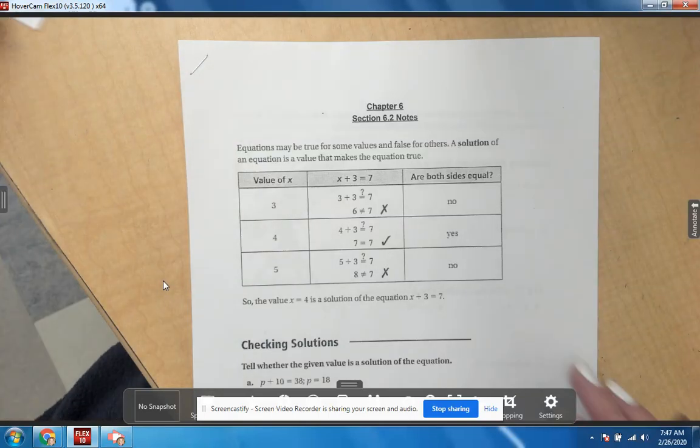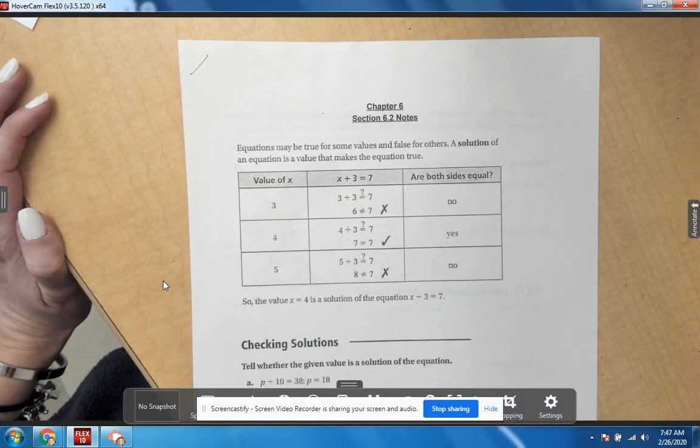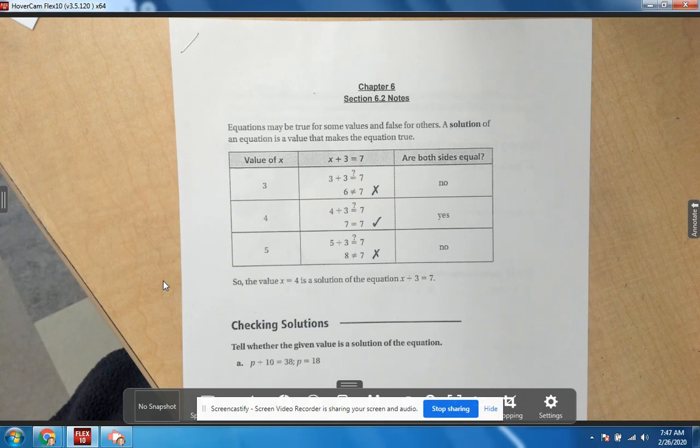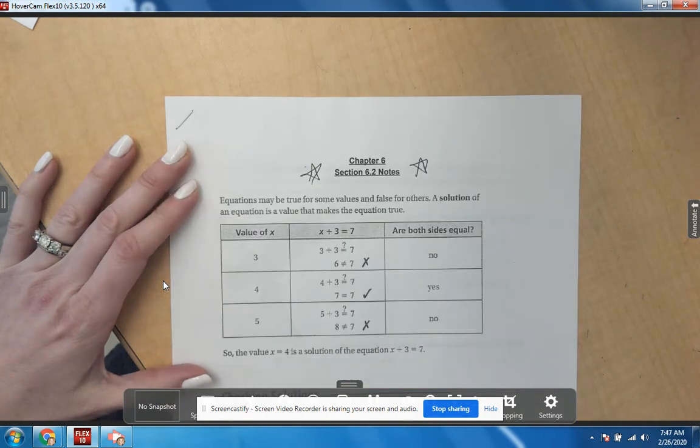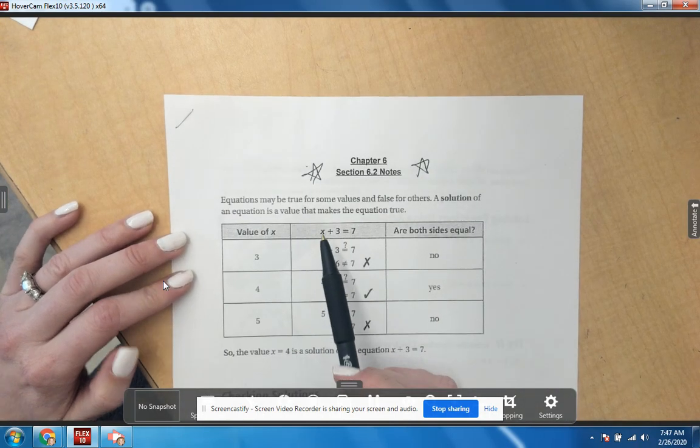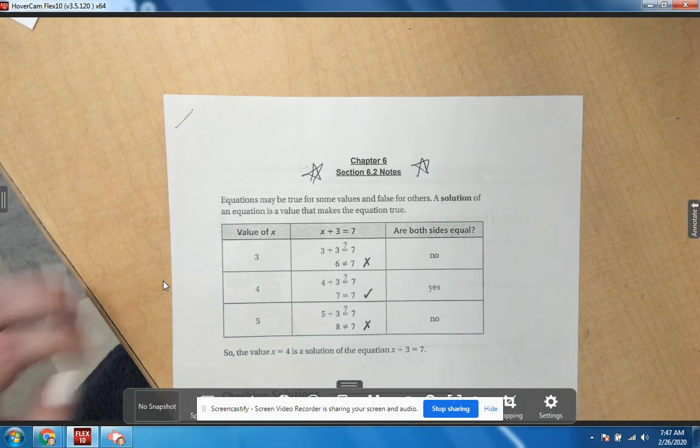All right, so today we're going to talk about how to solve one-step equations and also how to tell if a given situation could be a solution to it. So make sure you have your notes. This is chapter 6, section 6.2. Make sure you go through these with me. Pause when you're supposed to. Try what you're supposed to try.